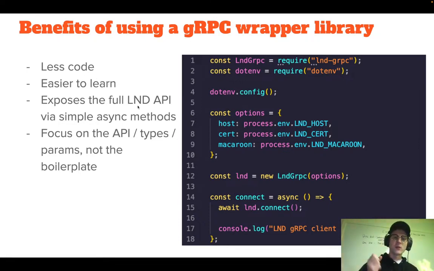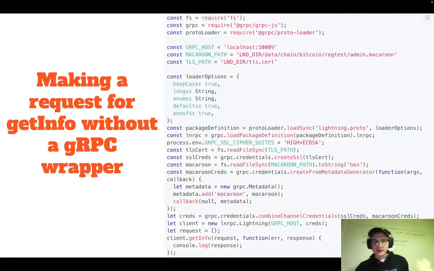It exposes the full LND API for us via these very simple asynchronous methods. And it allows us to just focus on what is the API, what are the types and the arguments and the params that we need. That's what we want to be focusing on: how are we talking to our node and what are we doing. We don't want to be focused on all this boilerplate code. So that's what this simplifies.